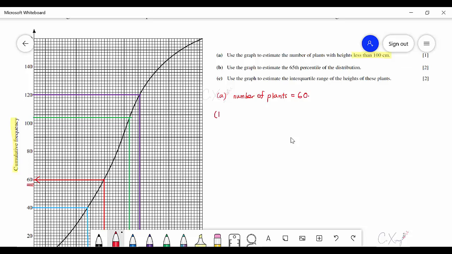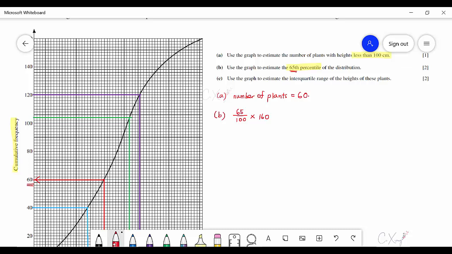Then we continue to part B. For part B, they ask us to estimate the 65th percentile of the distribution. When they ask us to estimate the 65th percentile, it means they want to know the 65% of the total plants, and at what height that 65% of plants is.